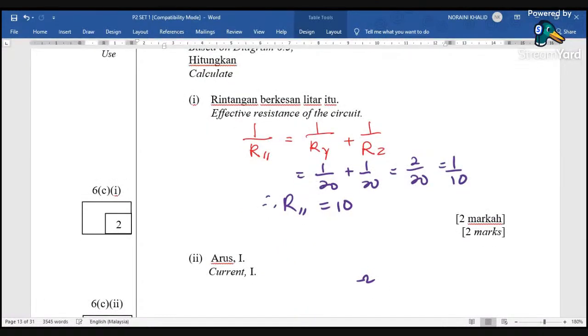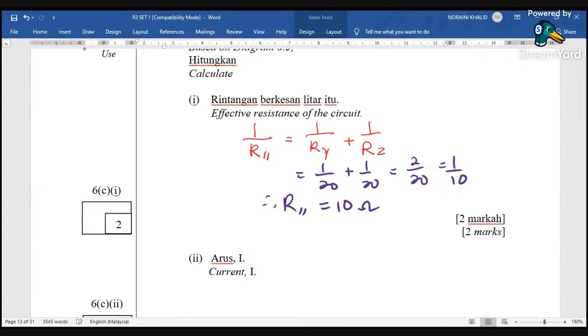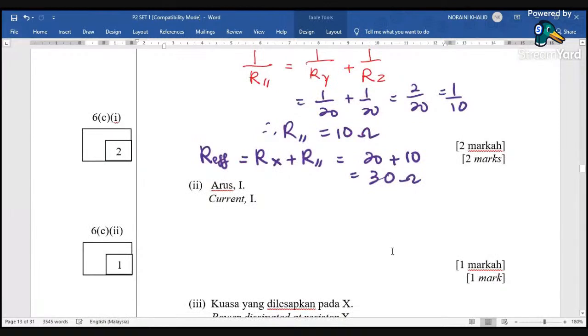For the whole circuit, R effective is Rx plus the parallel part. 20 plus 10, so we get 30 ohm. So this is for the whole circuit. For the whole circuit, 30 ohm.